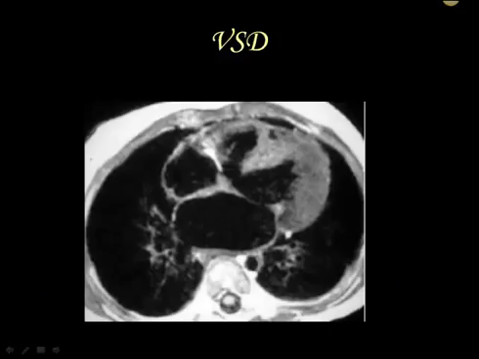Here's another one. In this case, this is an MRI. And the reason I've included this is because the myocardium is hugely out of whack here in terms of size. There's the VSD right here. Now, let's talk a little bit about what's going on here.